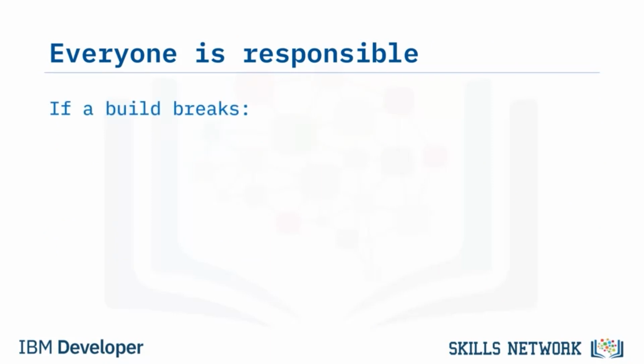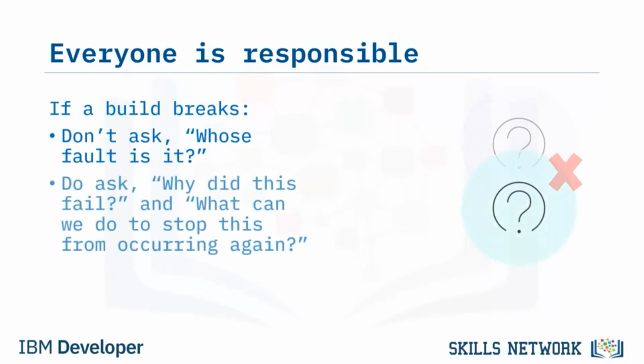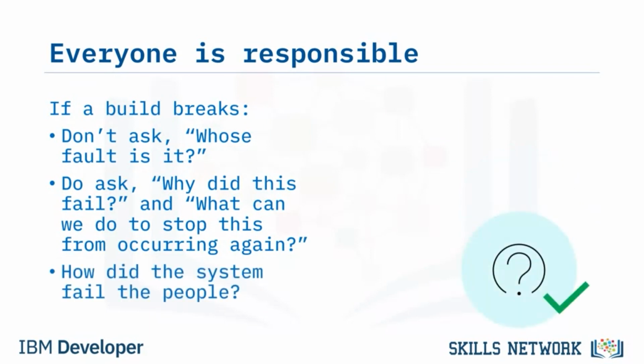So if a build does break, it's not a case of finger pointing and asking whose fault is it. What you should be asking is, what went wrong and how can we prevent this from happening in the future? What you need to consider is more about the system's failings rather than the people's failings. How did the system fail the people, not the other way around?